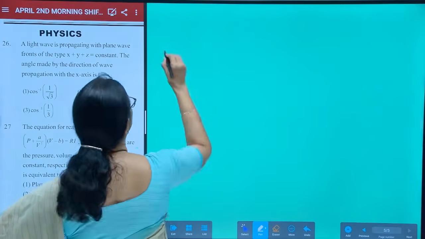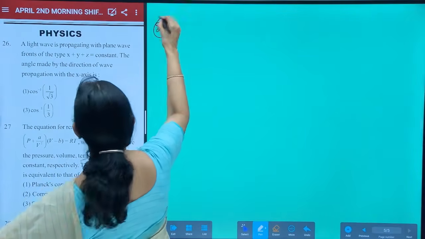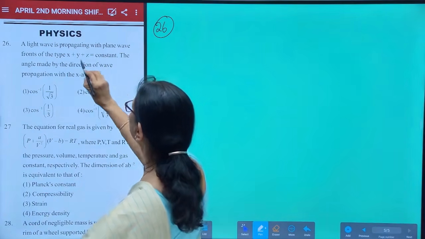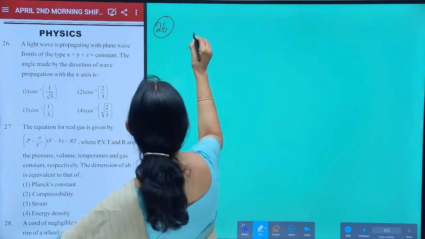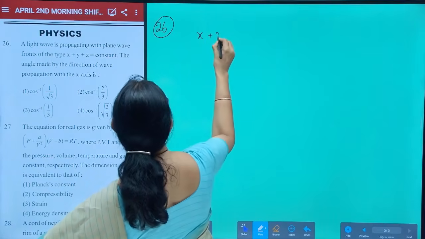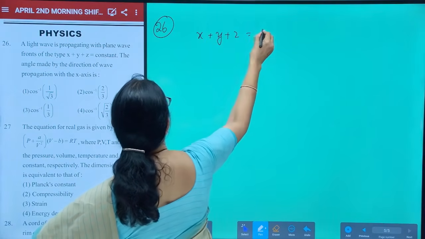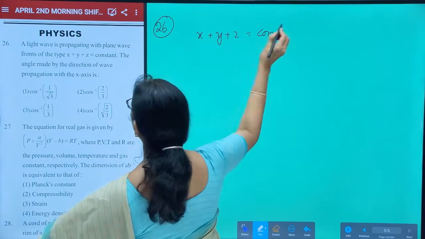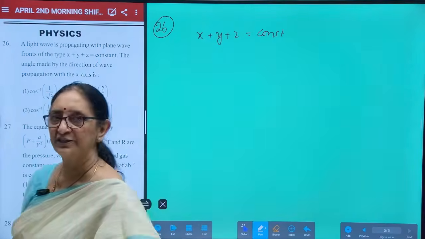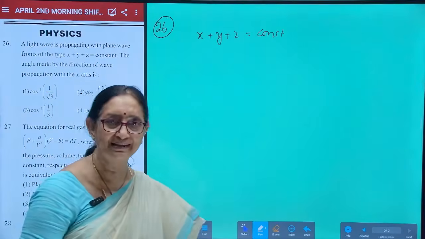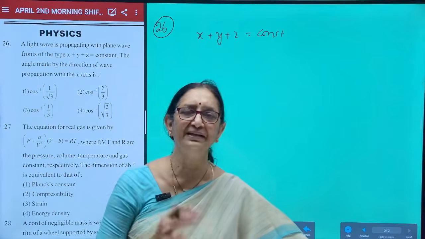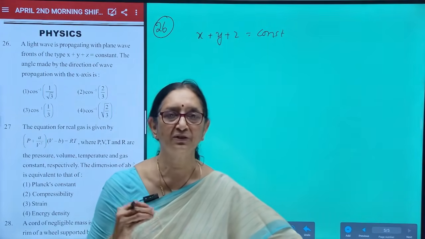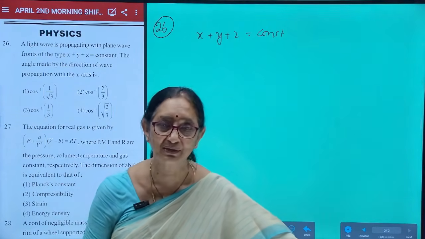26th question. Look here, a light wave propagating with plane wavefront of type x plus y plus z is constant. The angle made by the direction of propagation with the x-axis. This we can very easily pick up the answer based on the concept of direction cosines.